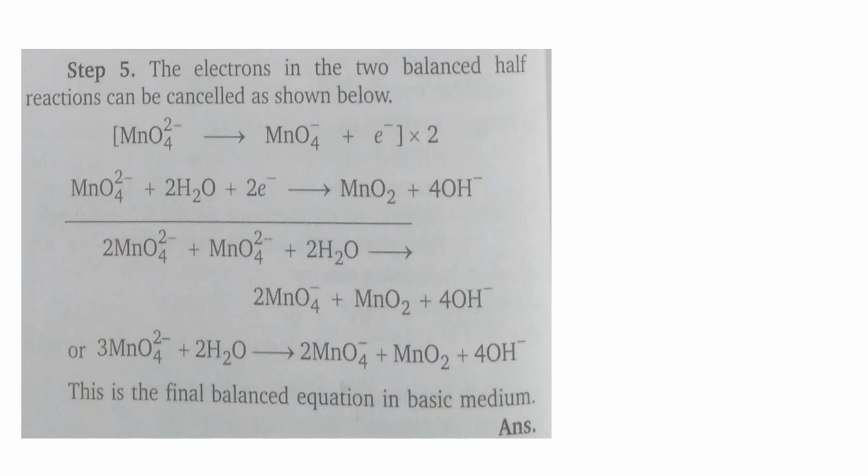Now you have to add both the reactions. Now adding both the reactions, the first reaction is this one and the second reaction is this one. In the first reaction e is only 1 and in the second reaction it is 2. So the first reaction should be multiplied by 2 for equalizing the electrons. Now after multiplying, the electrons get cancelled. What I am getting: 2 will be multiplied by MnO4 2 minus, plus MnO4 2 minus again, then plus 2H2O. In the right hand side, this will be 2MnO4 minus plus MnO2 plus 4OH minus.